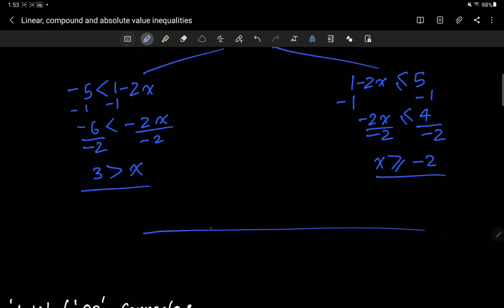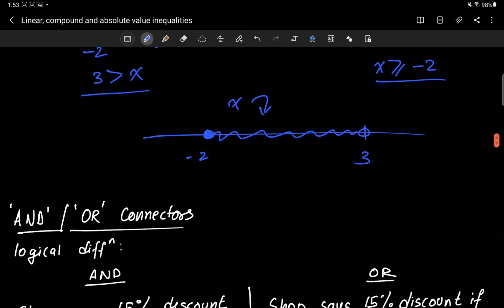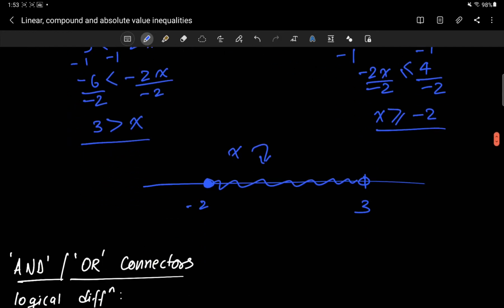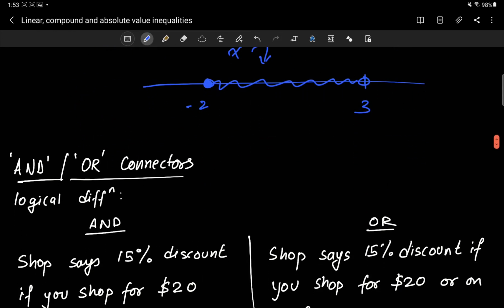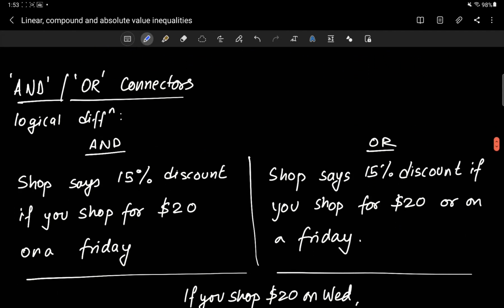So x is negative 2 or larger but less than 3, which means that x can be in this particular interval on the number line. Solid on negative 2 because it can be negative 2, and hollow on 3 because it cannot be 3. So you have to be aware of these two connectors called and, or.